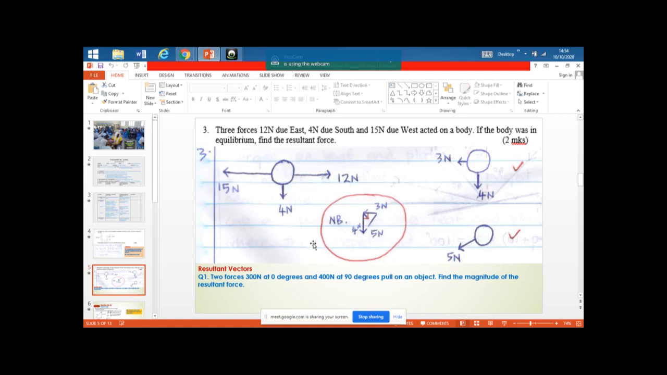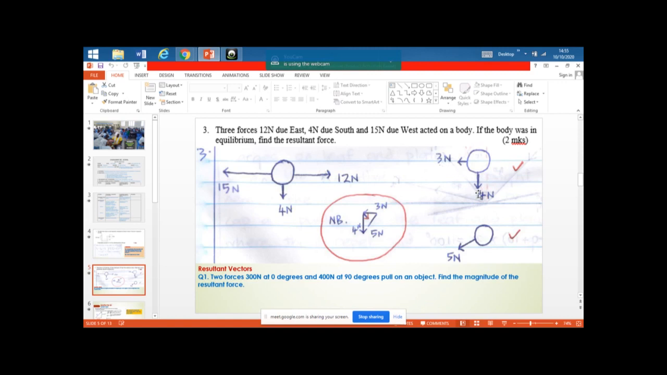And then you have to draw the final diagram. This was stage one. The final diagram is where we have the resultant force lying between 3 newtons and 4 newtons. And it's our 5 newtons, where the arrow is slightly longer than 4 newtons. That is how we solve such a question.